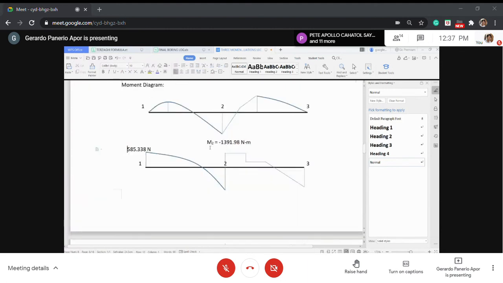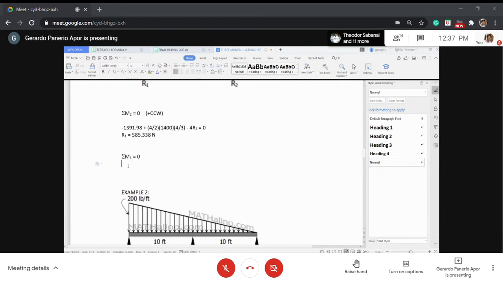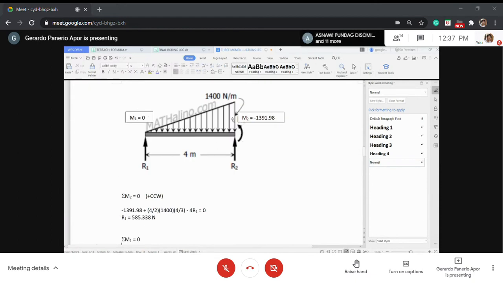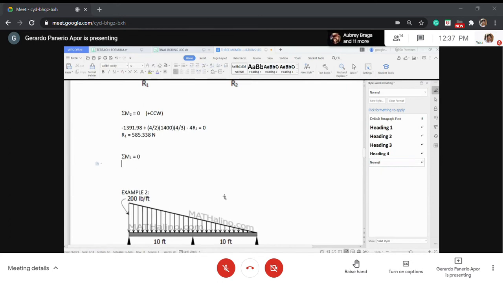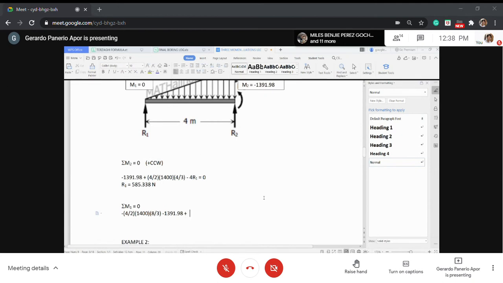Next, there is no force in between 1 and 2, but we'll determine R2. We sum up moment at 1. This is clockwise, so I will have 4 divided by 2 times 1,400. That's negative because it's clockwise. Times the moment arm with respect to point 1, that's 8 divided by 3, or basically 2/3 of 4. Then another minus is the 1,391.98, because it is a clockwise force. Then you have plus 4R2 is equal to 0.